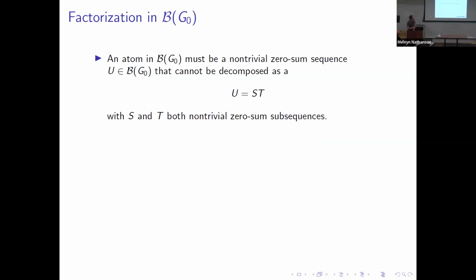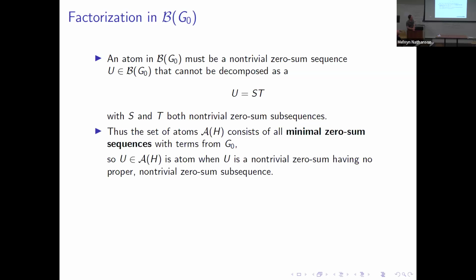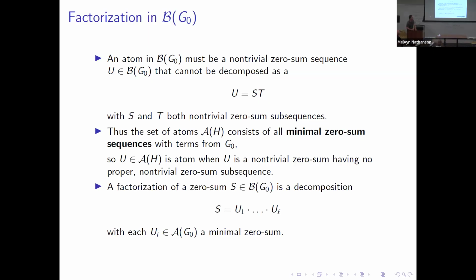So an atom is basically a minimal zero-sum sequence. The terms sum up to 0, but there's no proper subsequence which sums up to 0, because then its complement would also be a zero-sum sequence. And so when we're talking about a factorization, we're taking a zero-sum sequence and partitioning the terms into minimal zero-sums, where those sequences can't be broken down into smaller zero-sum sequences any further.